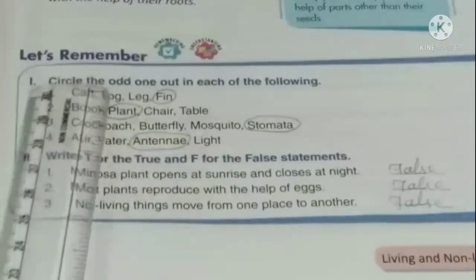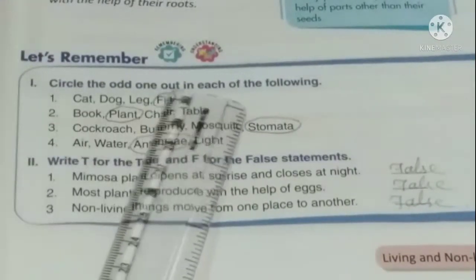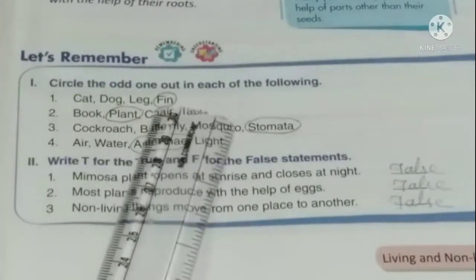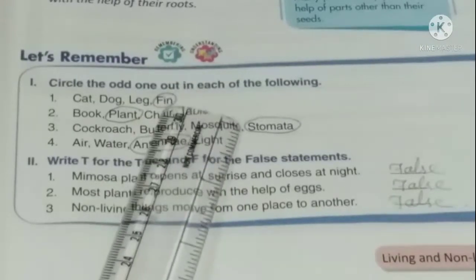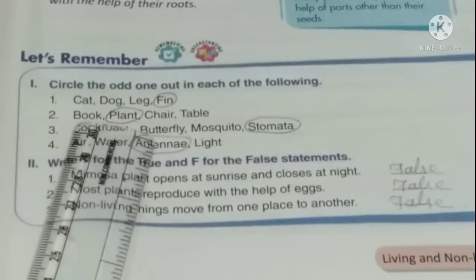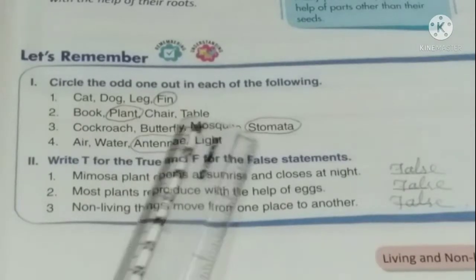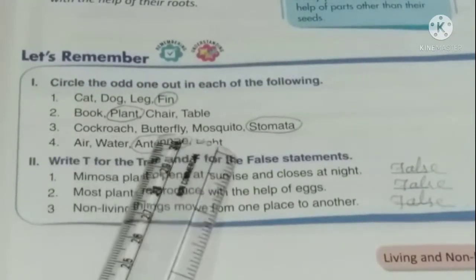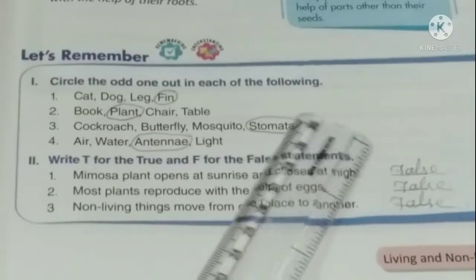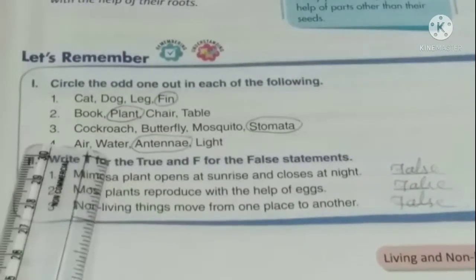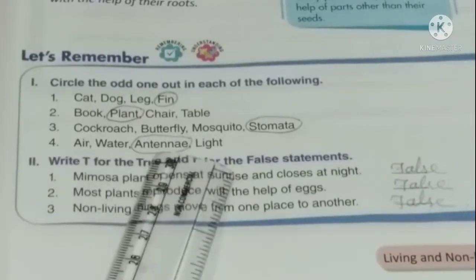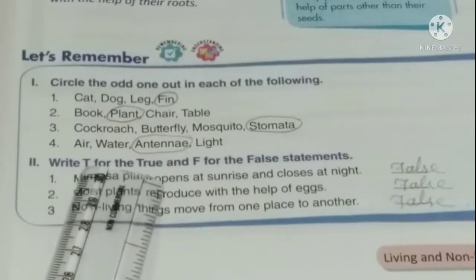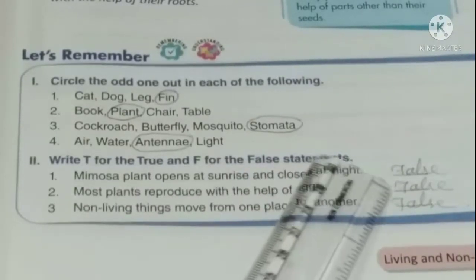Let's revise. First, Roman number 1: circle the odd one out in each of the following. First one: cat, dog, leg, fin. Circle fin. Second one: book, plant, chair, table. Plant. Third one: cockroach, butterfly, mosquito, tomato. Circle tomato. Fourth one: air, water, antennae, light. Circle antennae.